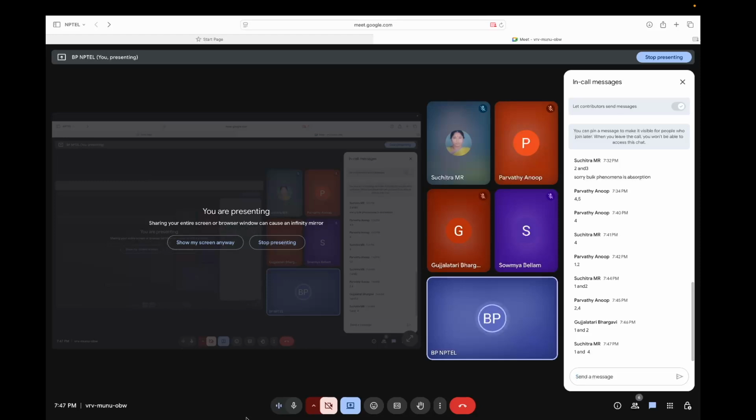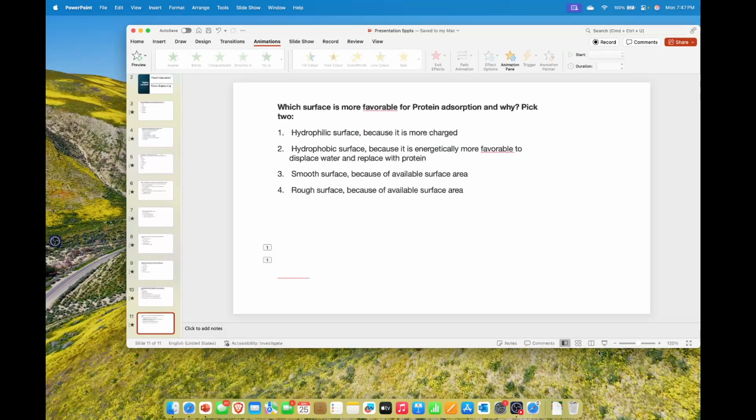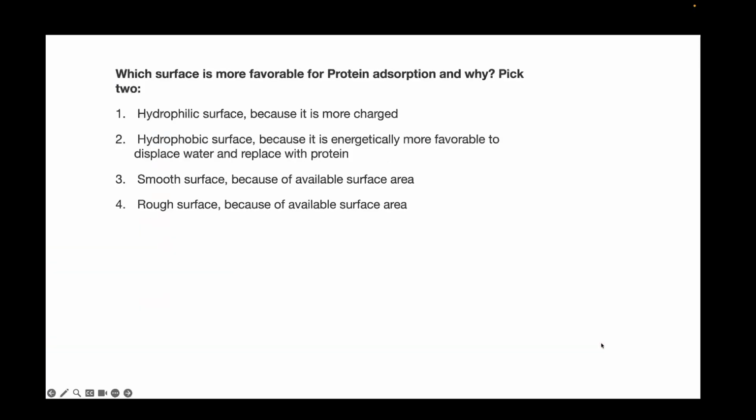What about others? Which of these surfaces do you think is more favorable for protein adsorption and why? You have to select two correct options here.